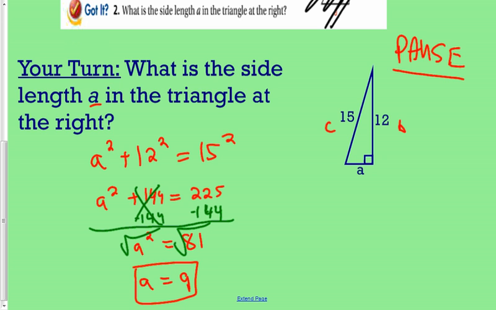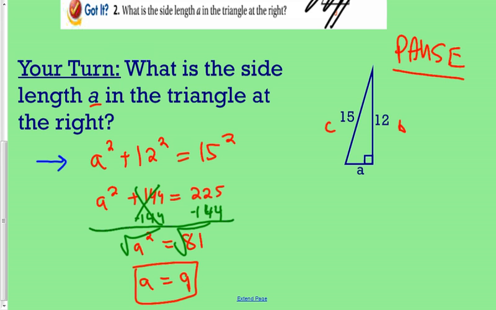Alrighty then. So plugging in for the Pythagorean theorem here, we've got a squared plus 12 squared equals 15 squared. Okay, because 15 has to be the hypotenuse, so that has to be the c. And that is the one that's opposite of the right angle. Simplifying the exponents, we get a squared plus 144 equals 225. And I subtracted 144 from both sides just to get the a squared by itself.